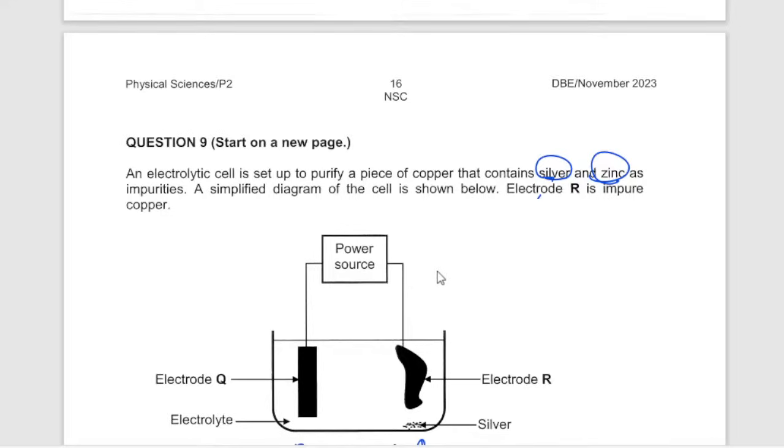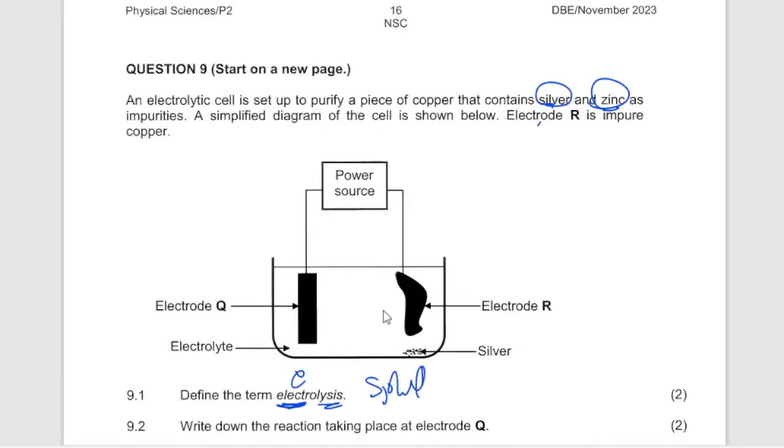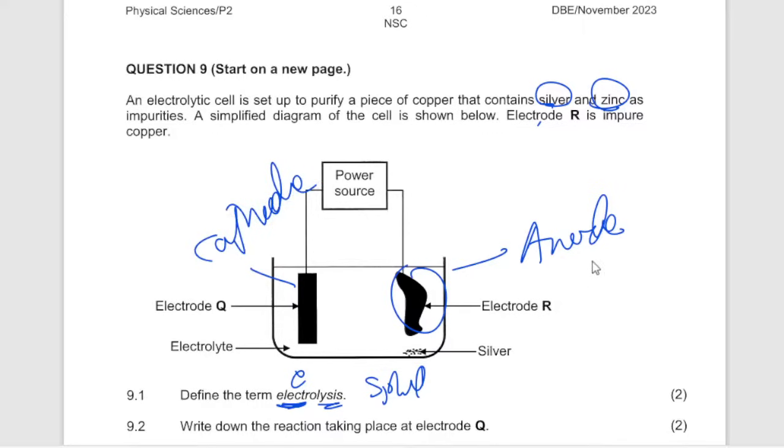Now they are asking: what is the cathode? What is the anode? Basically, this is the anode, and this is the cathode. Why? Because the anode is where oxidation occurs, so it gives the electrons so that the electrons can move in that direction. The anode is the positively charged one, and the cathode is the negatively charged one.